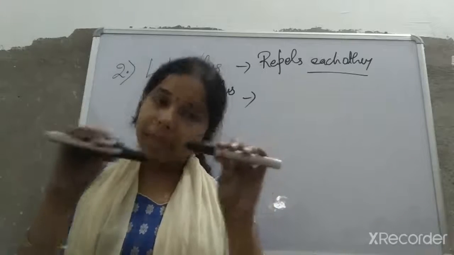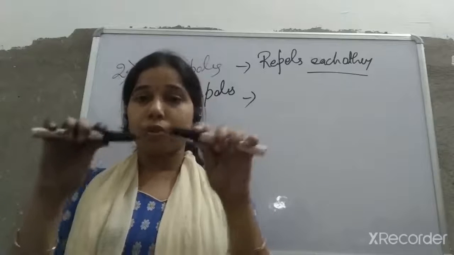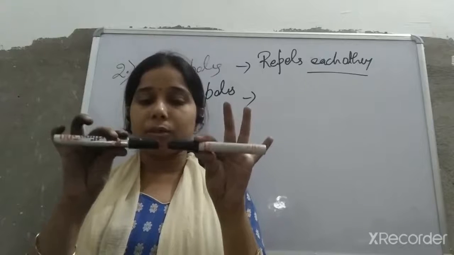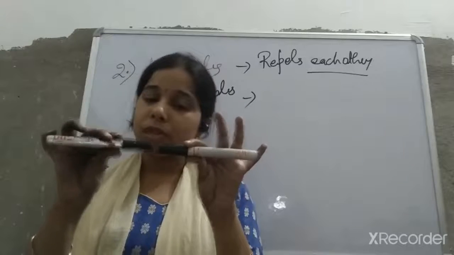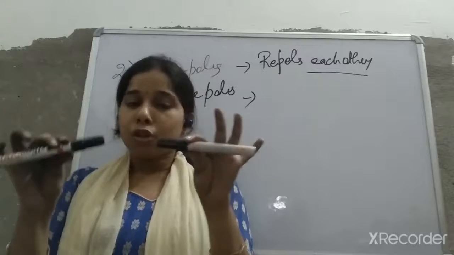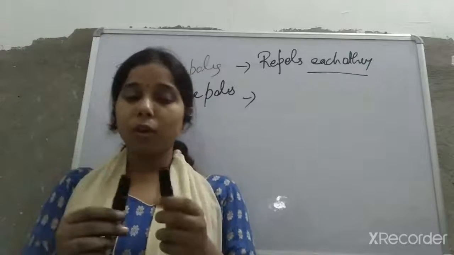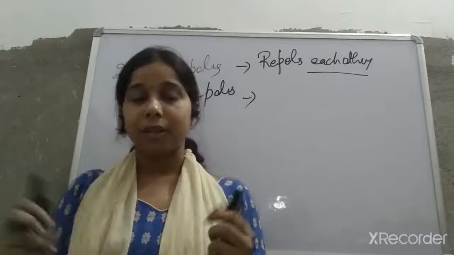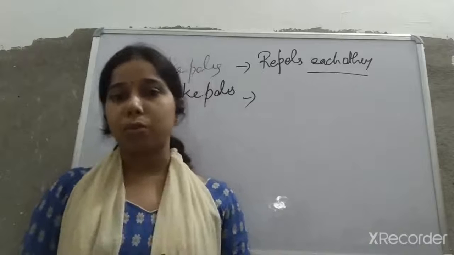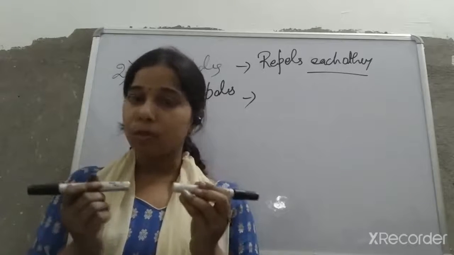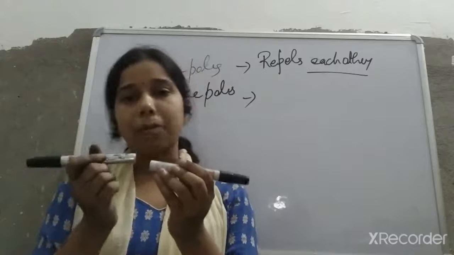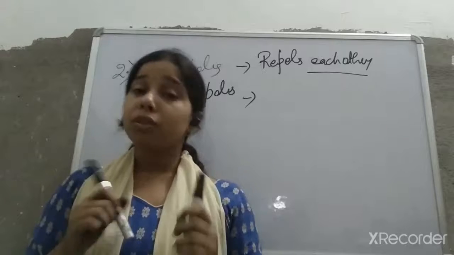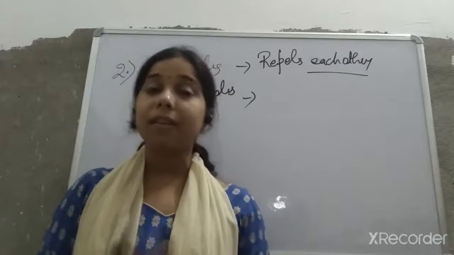Even if you apply force so that they stick to each other, as you remove the force, they will again repel each other. So what does that mean? Even though they are like poles, when you bring them close to each other, they start repelling each other. The same thing happens with the south pole, students. If you take two south poles and bring them close to each other, they start repelling each other. So this proves that like poles repel each other.